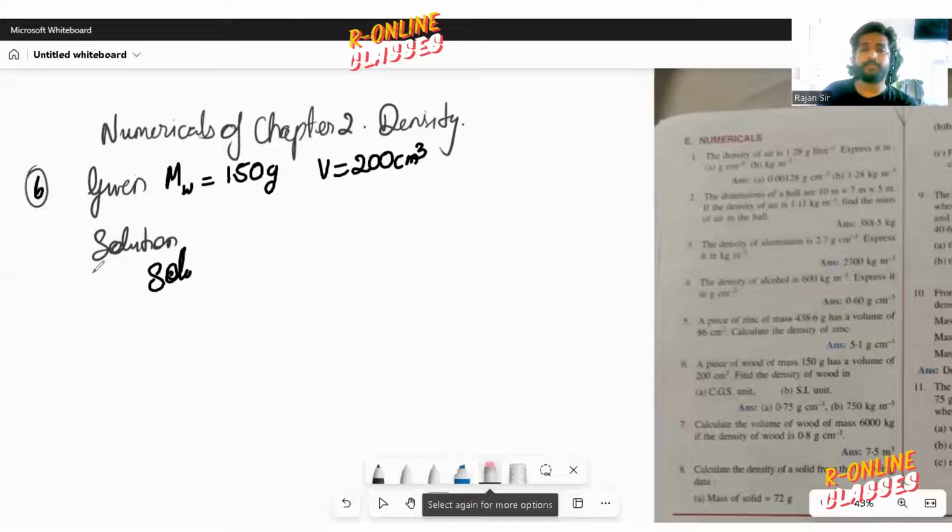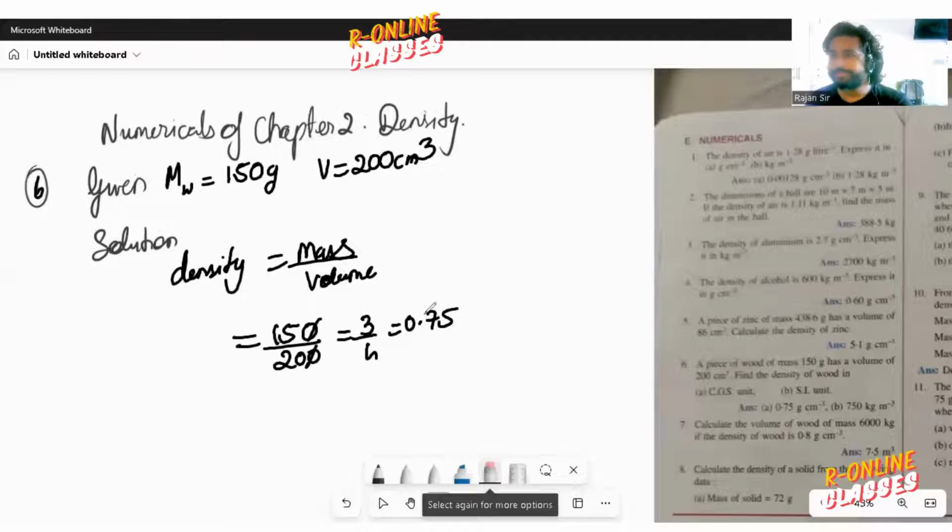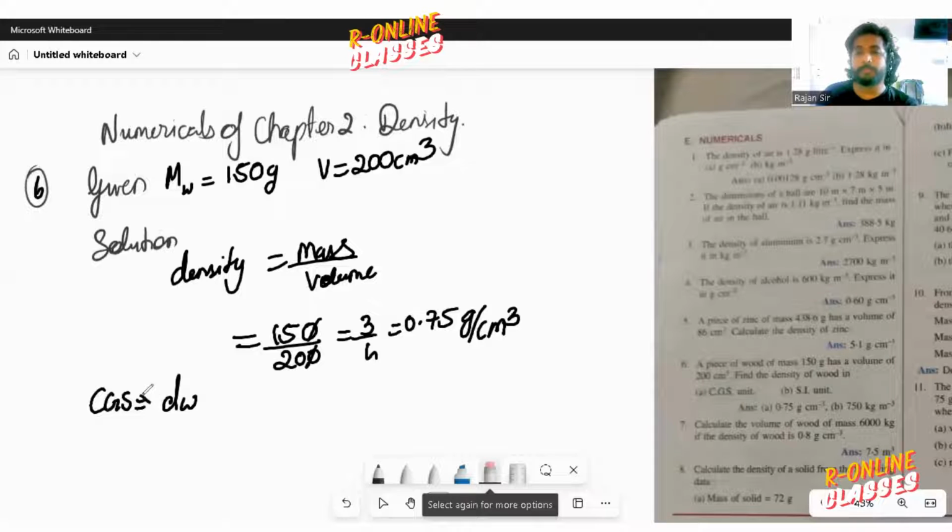So okay, we have density is equal to mass upon volume. So we have 150 divided by 200, which is 3 by 4. 3 by 4 is 0.75. 0.75 gram per centimeter cube. This is in CGS, so you can write density of wood in CGS. You can write like this. In CGS, the density of wood is 0.75 gram per centimeter cube.